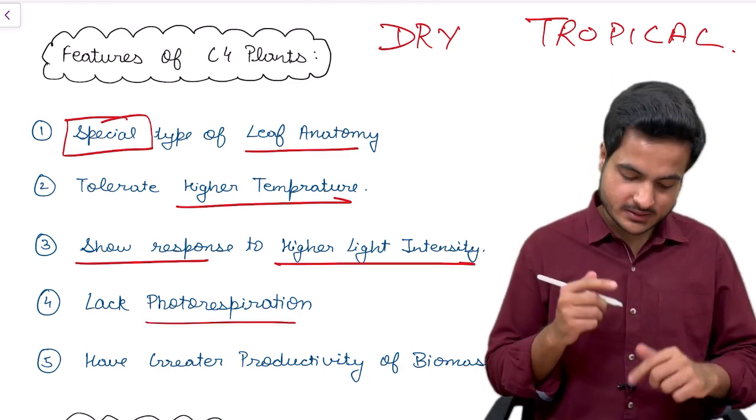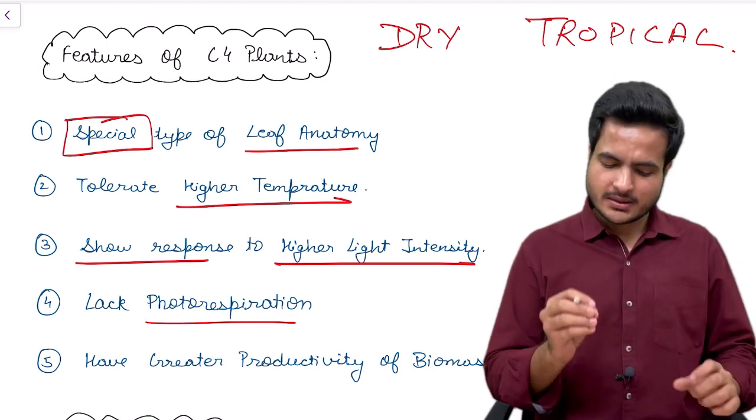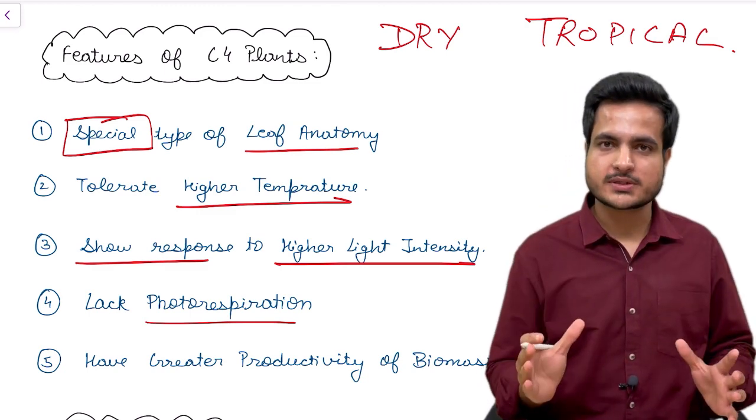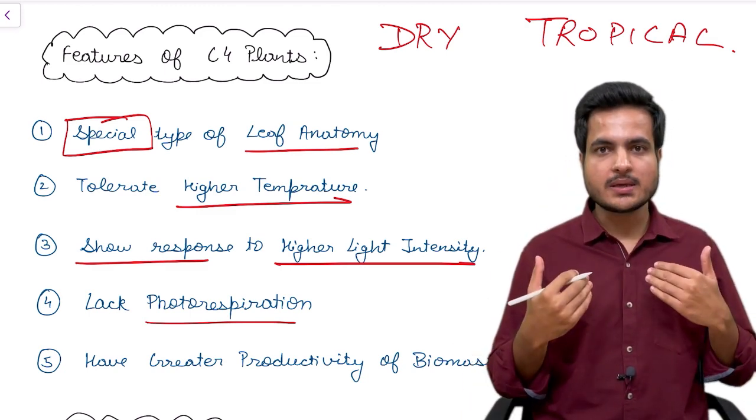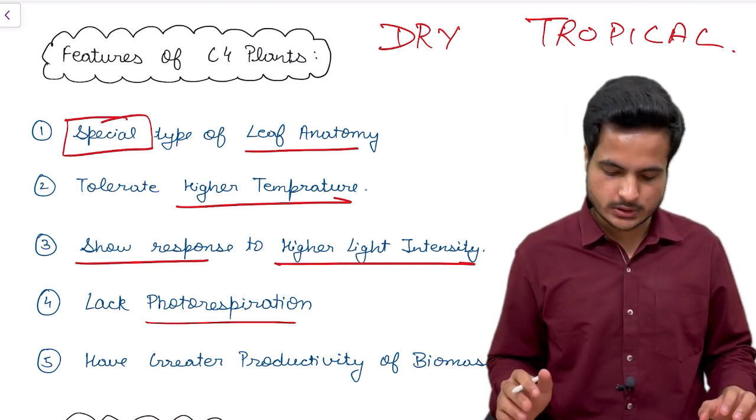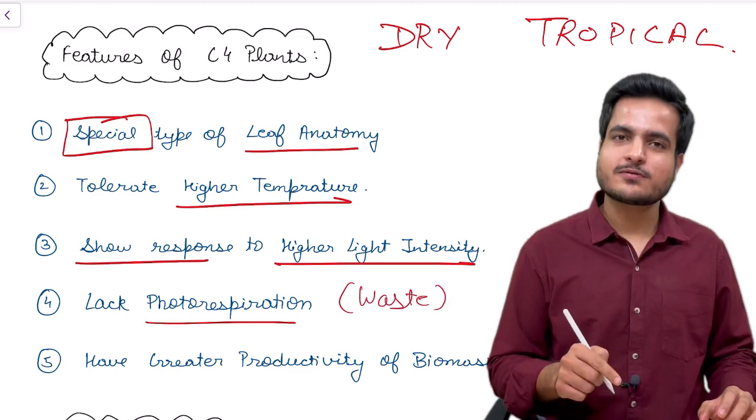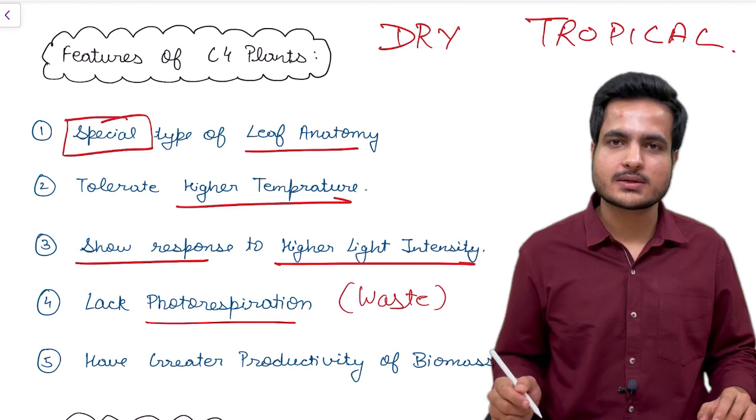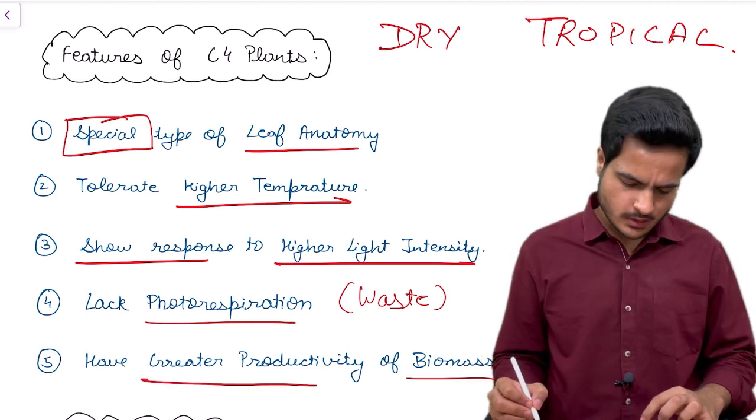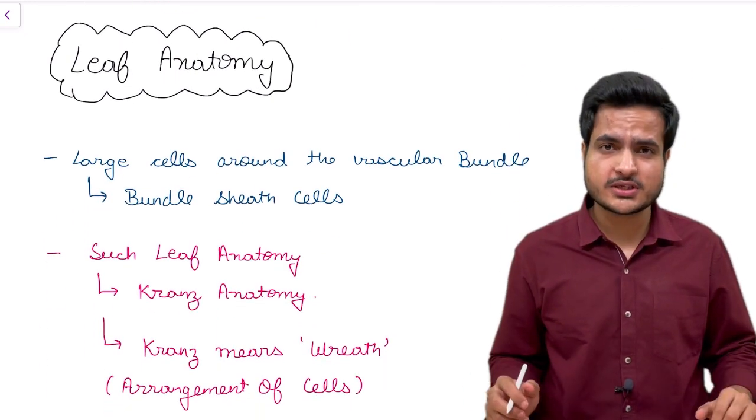I'll make a separate video on photorespiration, because for the time being, just remember that photorespiration is a wasteful process. The plant is using ATP and producing carbon dioxide with no formation of glucose. Therefore, it is a waste, and this wasteful process is not occurring in C4 plants. Therefore, they show greater productivity of biomass. Now let us see what is so special about the leaf anatomy of these plants.